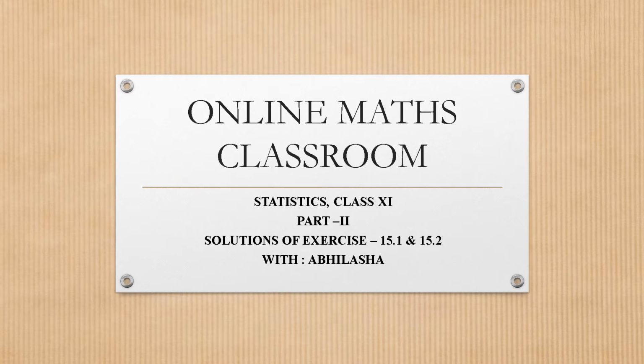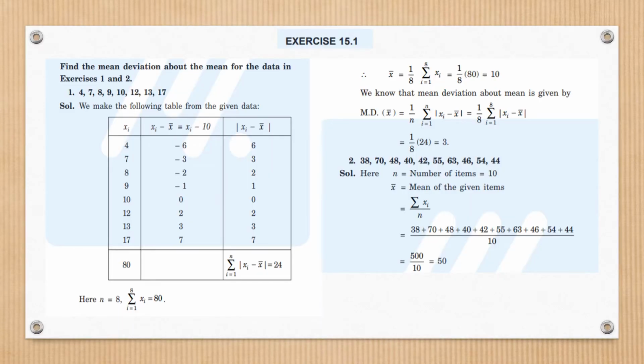In this part 2 of statistics, we will take up solutions of exercise 15.1 and 15.2. So let us start with it. Exercise 15.1: find the mean deviation about mean for the data in exercises 1 and 2. So let us see the first question.